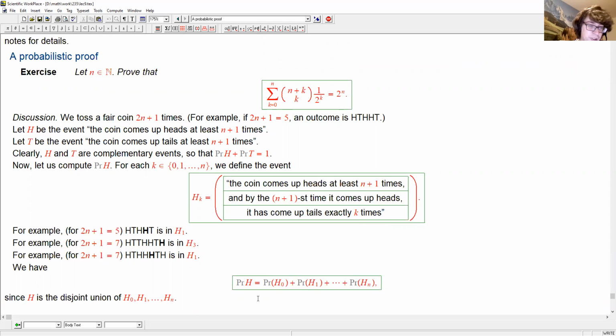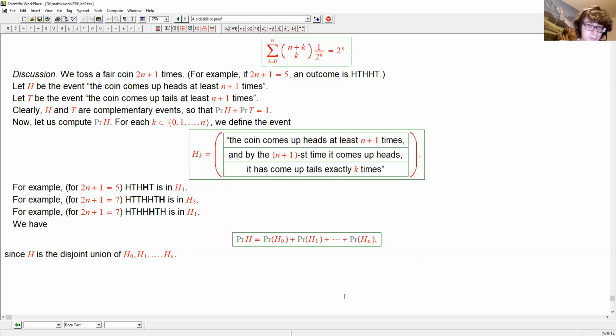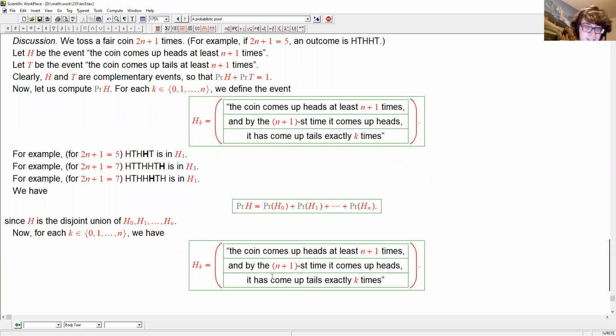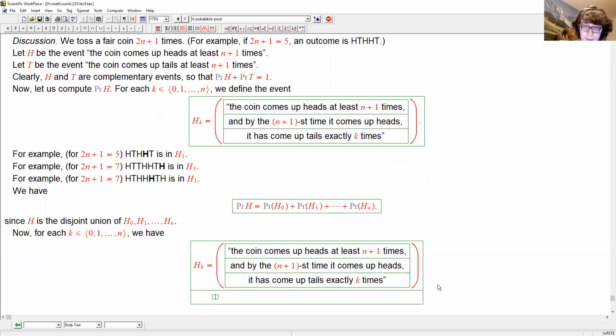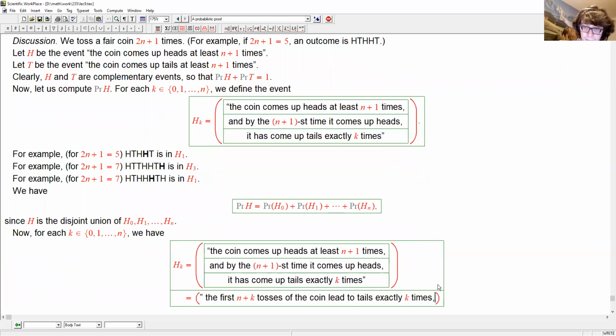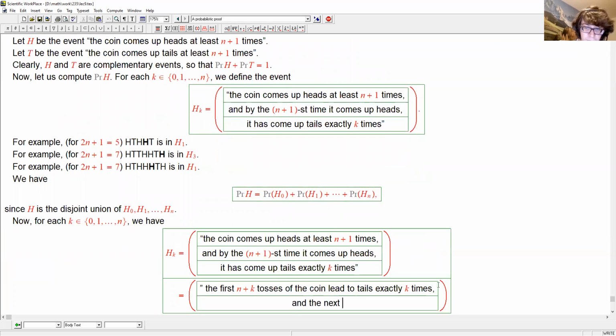Okay, so can we now compute each of these little probabilities? Yes, we can. Namely, for each k, we have, and now I'm just going to restate this event. You're going to see in a moment. The first n plus k tosses of the coin lead to tails exactly k times. And the next toss leads to heads.